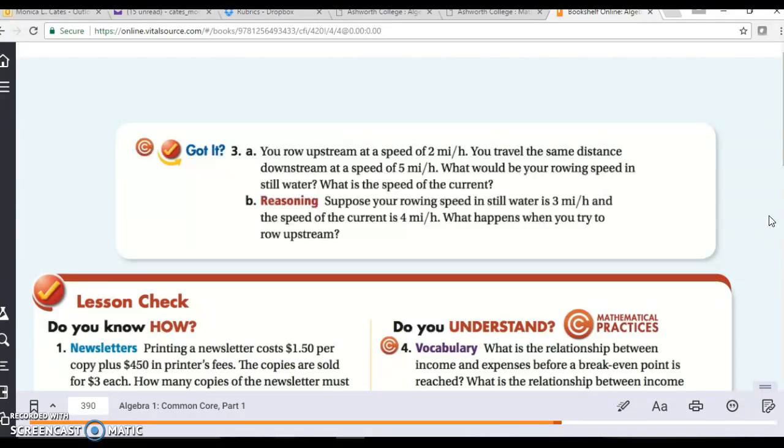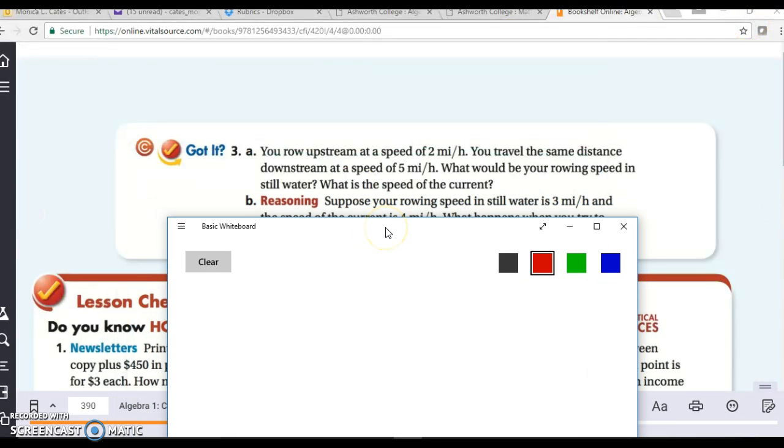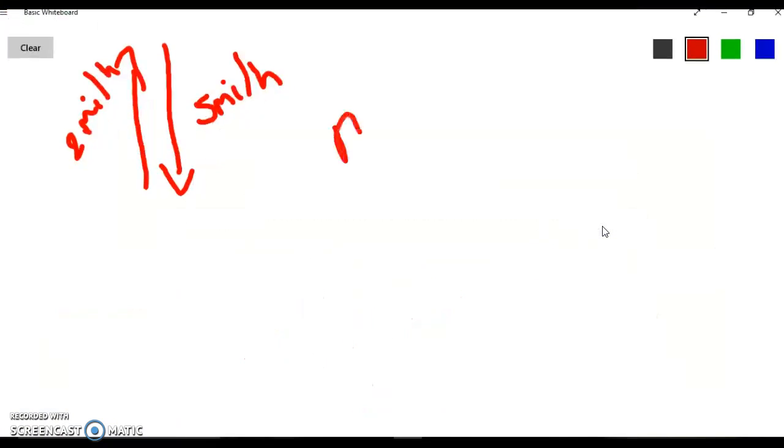Okay, so let's draw a picture to help us out. All right. So we're going to go upstream, and we're traveling at 2 miles per hour. And you travel the same distance downstream at 5 miles per hour. And you want to know the current speed and your rowing speed because you're doing all of this at the same time. So, very similar. Let's say R is our rowing speed, C is our current speed.